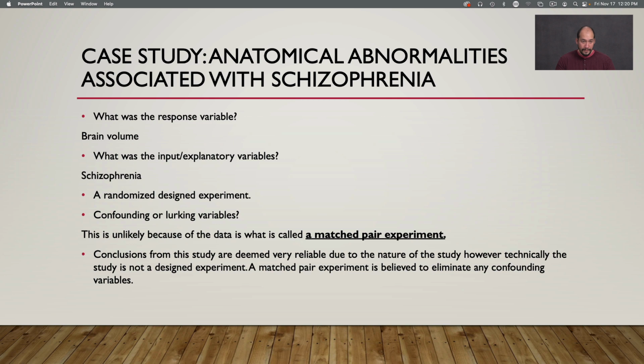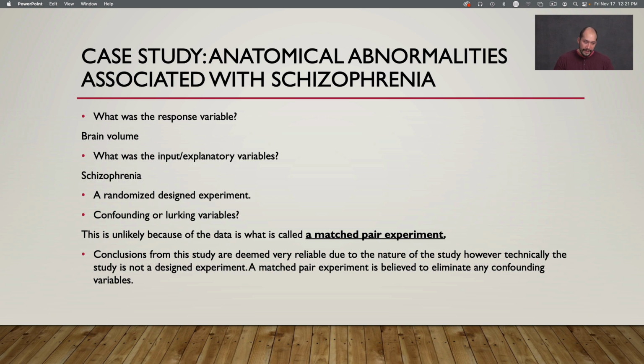Here, our response variable, what we're trying to measure, is brain volume. The input that we're trying to consider here is schizophrenia. Do individuals with schizophrenia have smaller brains or potentially larger brain volumes than non-schizophrenic individuals? Is this a randomized designed experiment, and are there confounding and lurking variables?